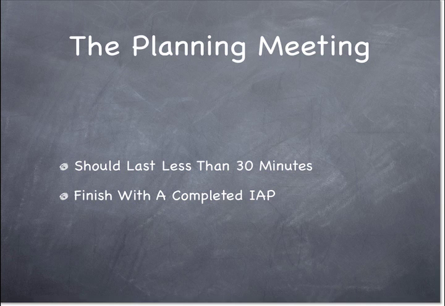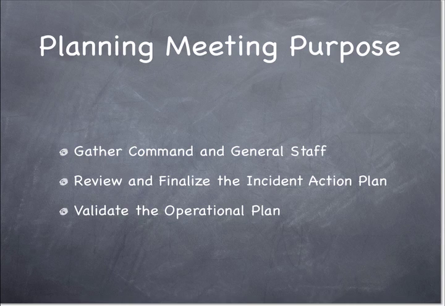At the end of the planning meeting, what we should have is a completed incident action plan. It'll be reviewed and distributed to the rest of the team members. The purpose of the planning meeting is to gather the command and general staff together and review and finalize the incident action plan. Another purpose is to validate the operational plan as proposed by the operations section chief. After discussing all the control objectives and the entire IAP, the planning section chief will ensure that the incident action plan is signed and distributed to the Broward Emergency Response Team.